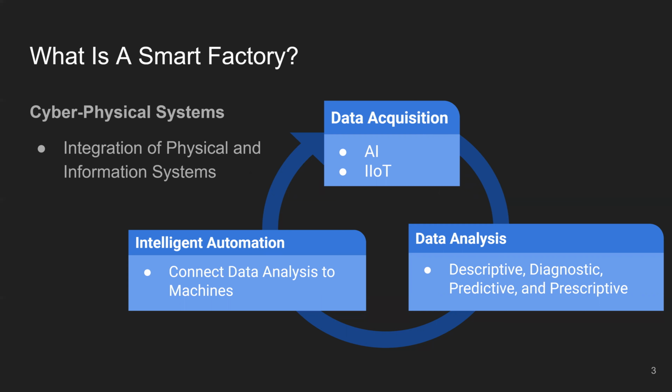Data collection is carried out primarily by AI and IIoT devices. AI will actually have a dual role in this process, in that it will be used to both collect and analyze the data. And on the shop floor, devices are interconnected via IIoT and report performance and status. After collecting data, we move to data analysis.